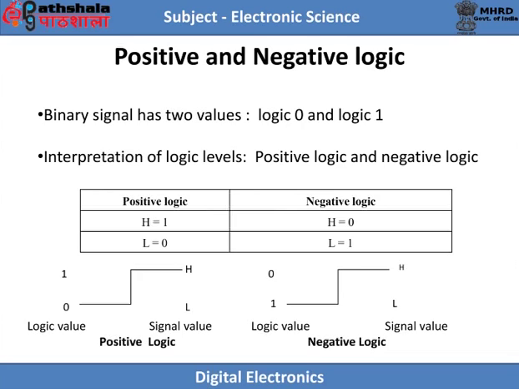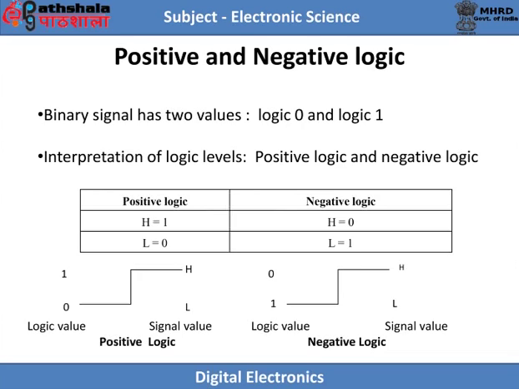Positive logic system uses H as equal to logic 1 and L as logic 0, while in negative logic, H is referred to as logic 0 and L is referred to as logic 1. The binary signal at the input or output of any gate has one of two values except during transition. One signal value represents logic 1 and the other logic 0.